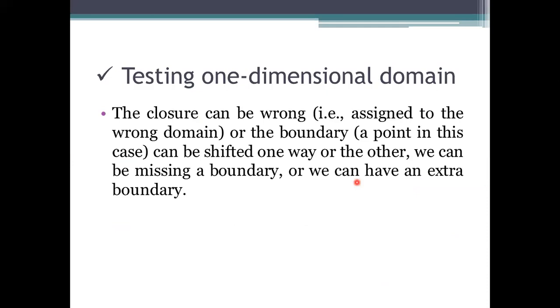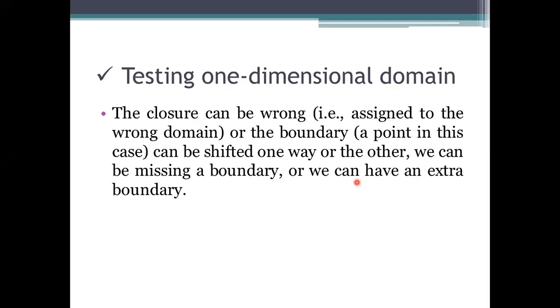So here, domain means, as we know, the set of values which are used for processing the input variable. If we consider the closure, the closure means where it starts and where it ends, meaning the boundary. The boundary could sometimes be wrong, which means the closure can be wrong, assigned to the wrong domain, or we can say we are taking the wrong boundary here.